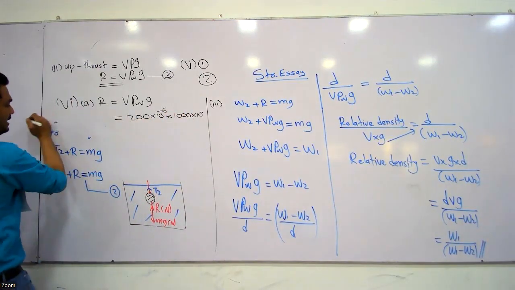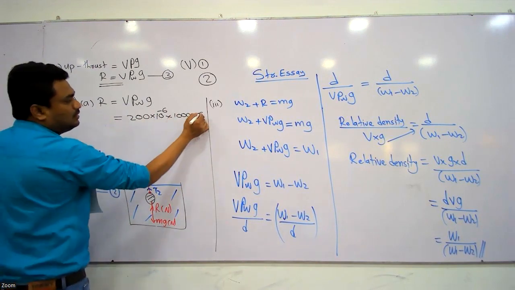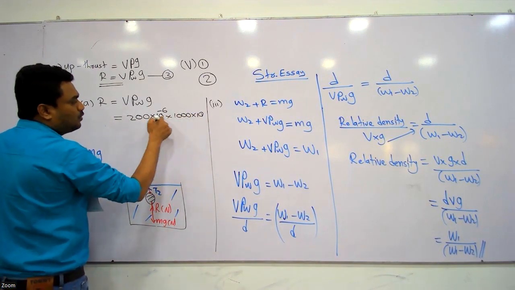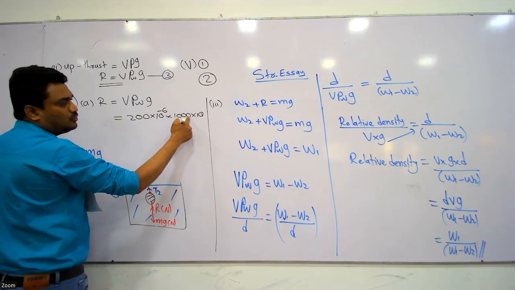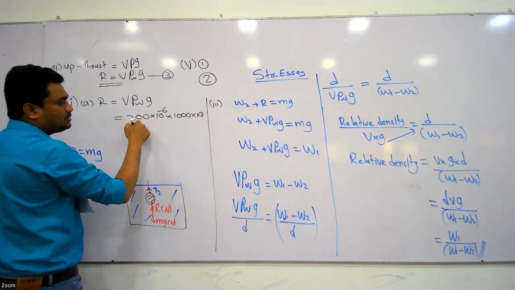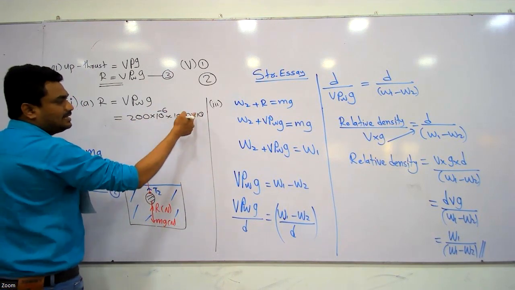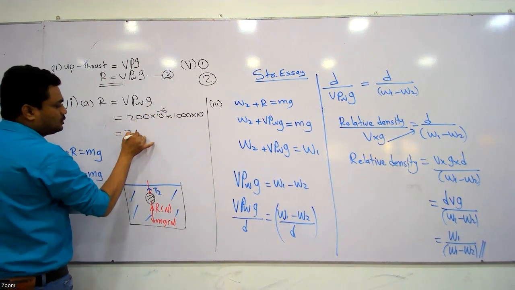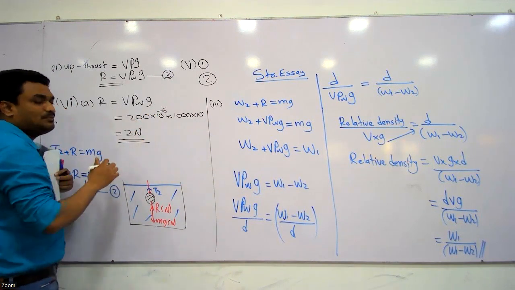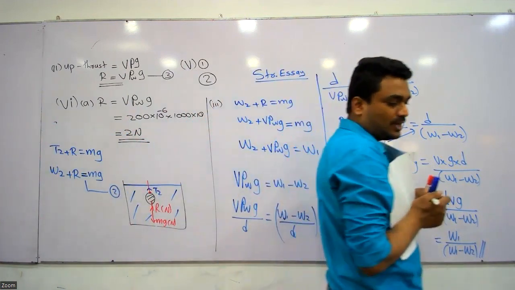And now let's cut the zeros here. 1, 2, 3, 4, 5, 6. Can you see? 1, 2, 3, 4, 5, 6. Minus 6 and these 6 zeros cancel out. Upthrust is 2 Newton. Very simple question.